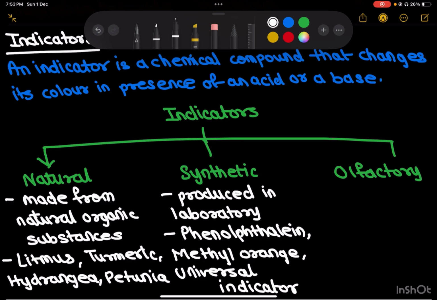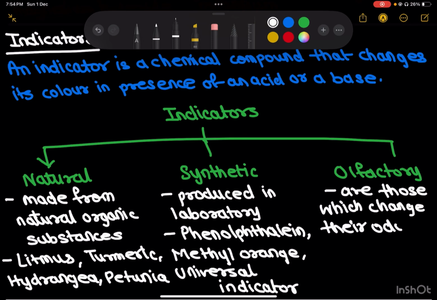Now we'll move on to the third type, which you might not have heard before: olfactory indicators. So what basically are olfactory indicators? These are substances whose odor changes in acidic or basic media. Olfactory indicators are those which change their odor in presence of an acid or a base.